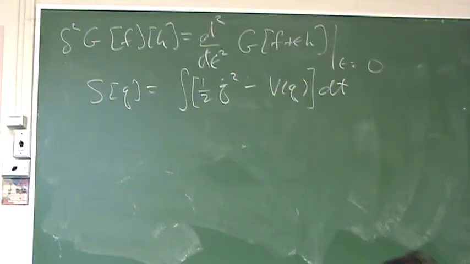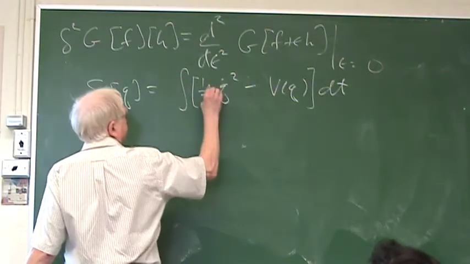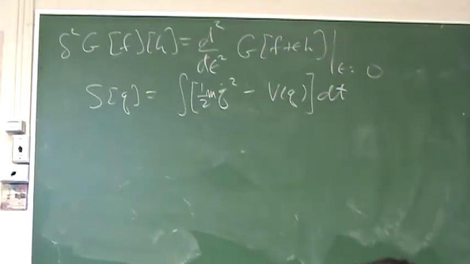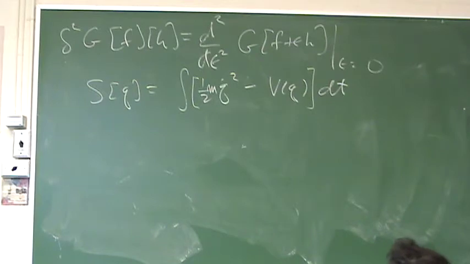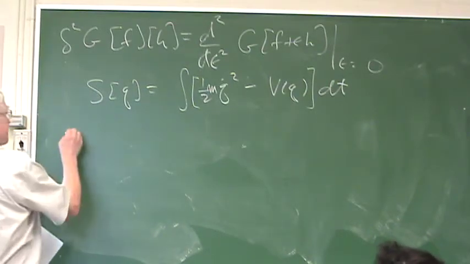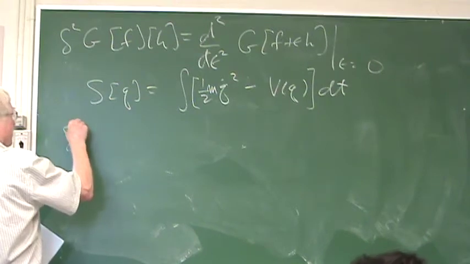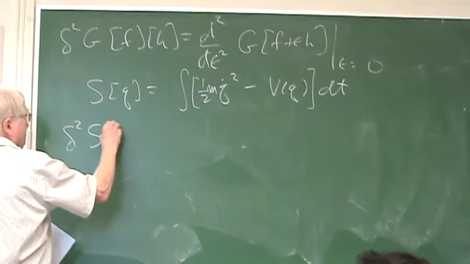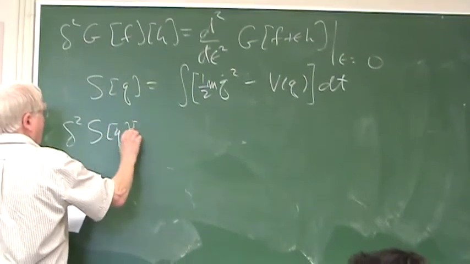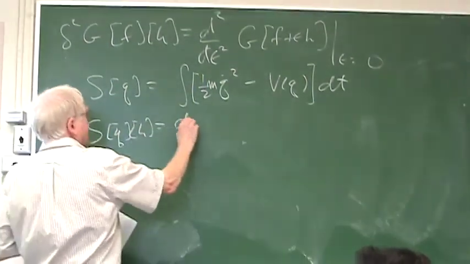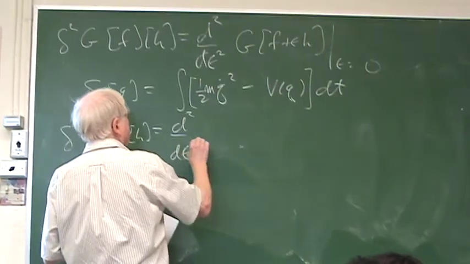Oh, left out the mass. It would be a half m q dot squared minus v of q. And so let's compute the second functional derivative of this. So this would be d2 d epsilon squared.